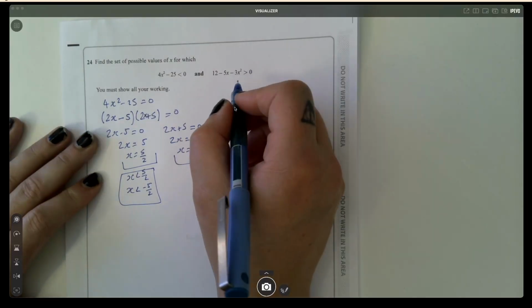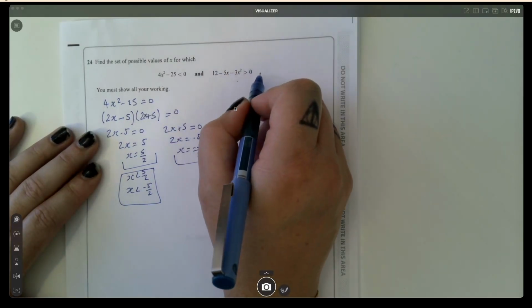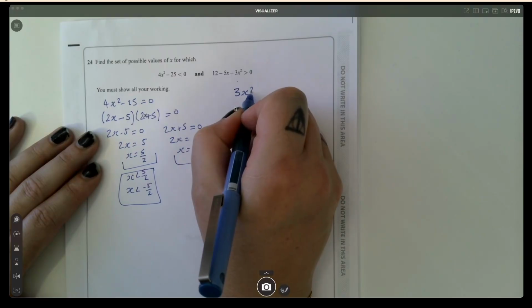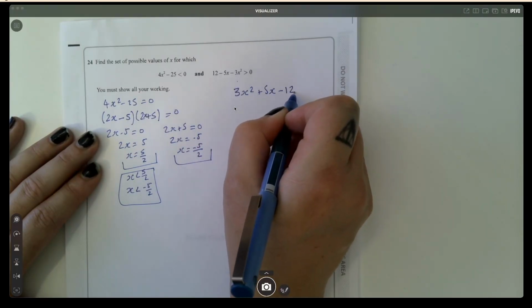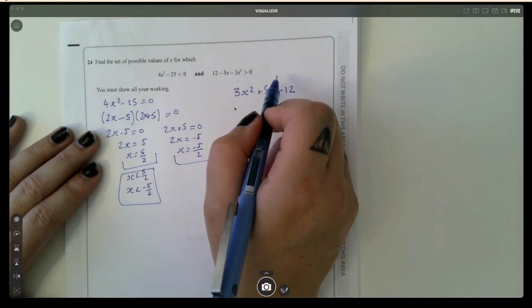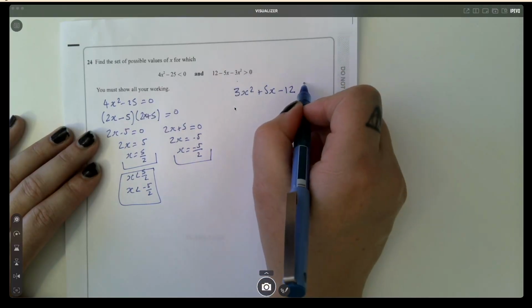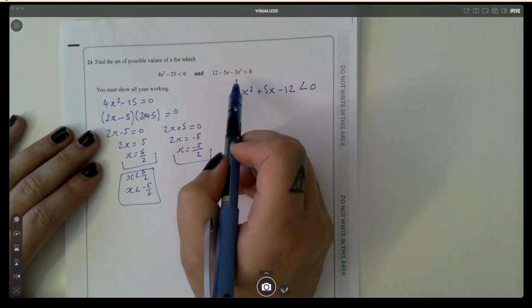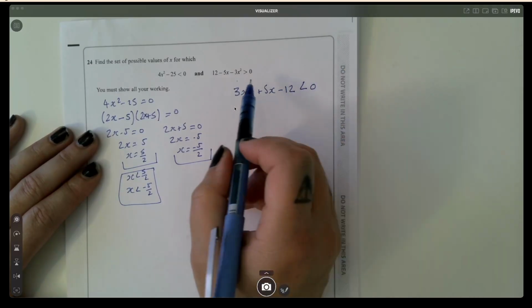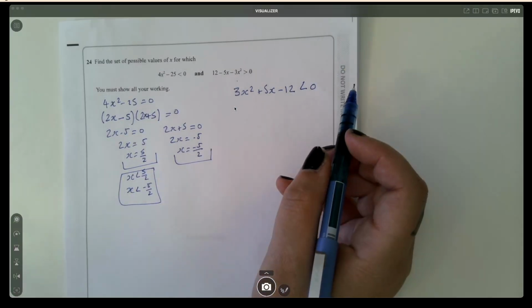Now I'm going to deal with this one, but I don't like the fact that I have a negative x squared. So I'm going to move everything over to the right hand side, so that becomes 3x squared plus 5x subtract 12. But because I've moved everything across this sign, it then becomes a less than 0. The sign flips, okay, because I've changed this sign here.